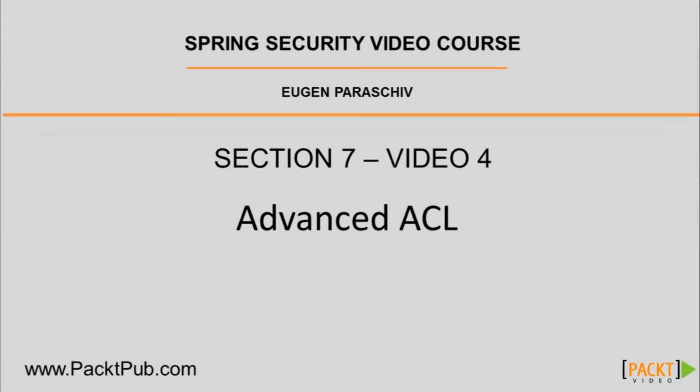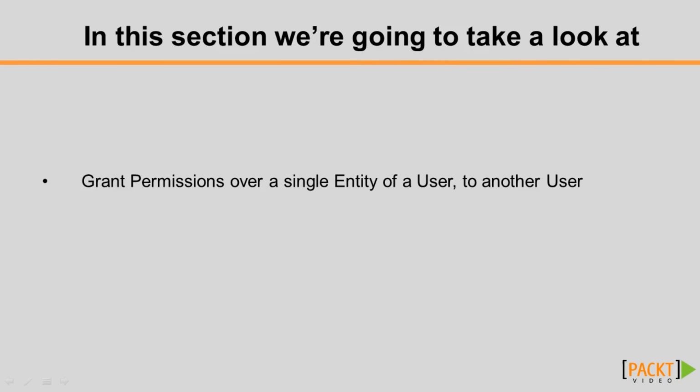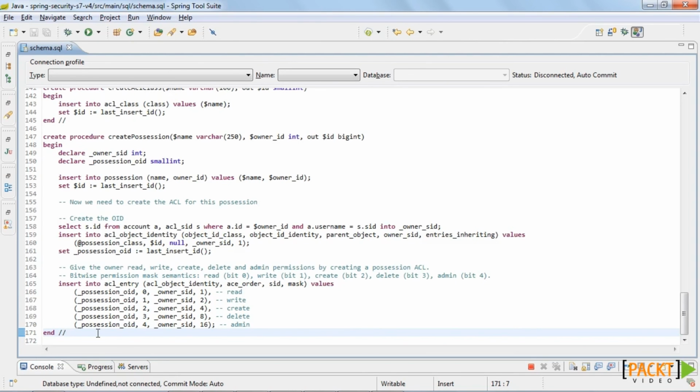In this video, we will deal with a more advanced use case for ACL. We will grant permissions over a single entity of a user to another user. By this point, users have access to their own possession entities and no user can access the entities of another user. This is a very common scenario where a user would select another as the admin over his artifacts. Okay, so let's now say that user 1 wants to grant user 2 read permissions over his possessions.